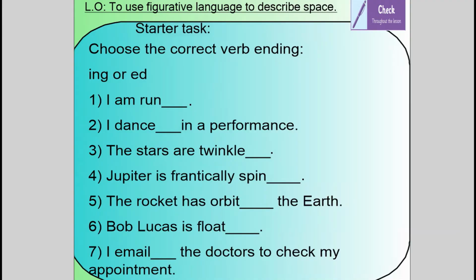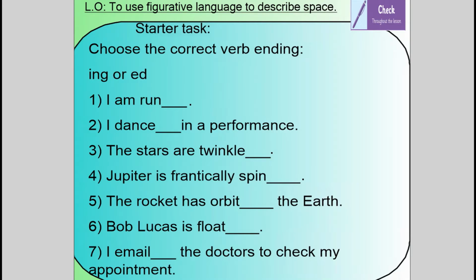Okay, so this is the starter task for this lesson. What I would like you to do is choose the correct verb ending for these verbs. Now they're either going to be an ing ending or an ed ending. Just a quick reminder that when you are adding these verb endings, you might be doubling up the consonant or removing the vowel E at the end of the verbs. Now it's your turn. Pause the video here and complete these sentences for me.